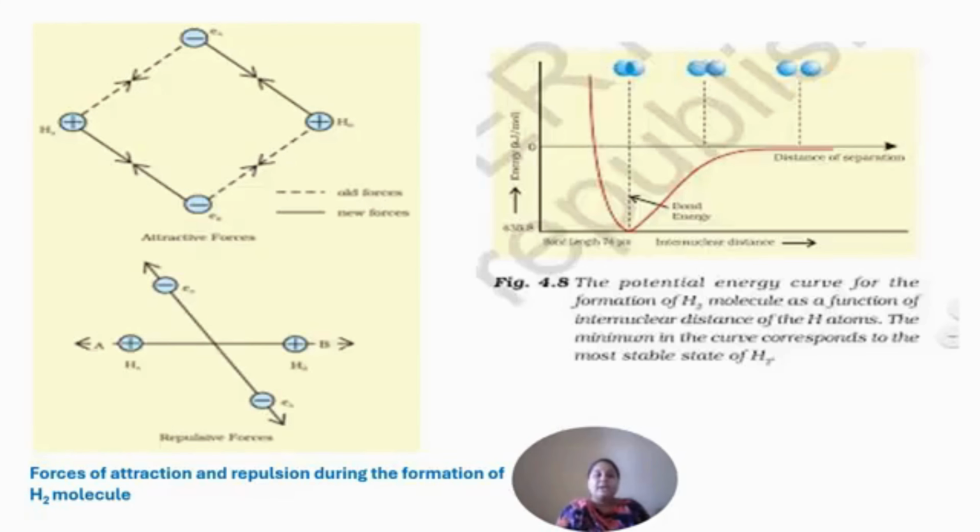So this is how the attractive and the repulsive forces act upon the H2 molecule. So we have seen HA, HB, EA, EB. HA and EB lie on one side, HB and EA lie on one side, so the attractive force and the repulsive force are the same. And this is the potential energy curve which shows the formation of the H2 molecule as a function of the internuclear distance of the hydrogen atoms.